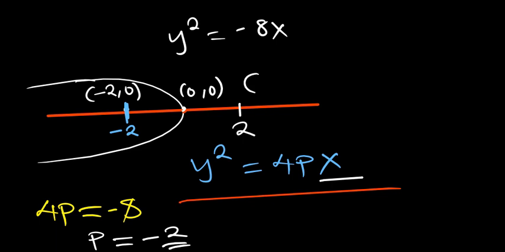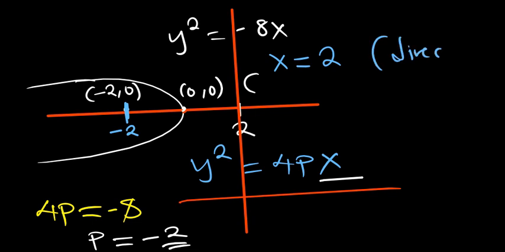And then the directrix is going to be the line that passes through this point. What is the equation of that line? Since it's cutting the x-axis, that is x is equal to 2. So this is the directrix, the vertex 0, 0, and this is the focus.